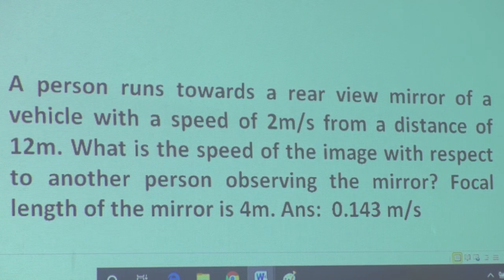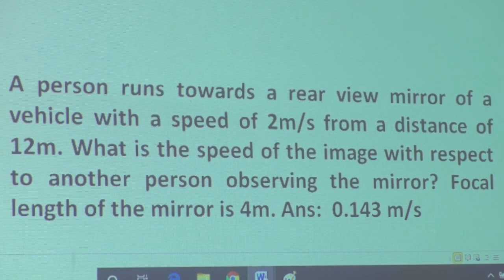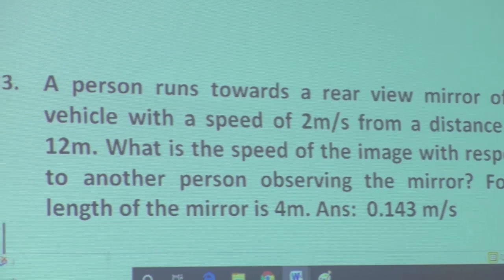Now what is the speed of the image with respect to another person observing the mirror? Suppose the driver of the car is sitting inside the car itself, car is at rest. Suppose a person is jogging outside. If you look into the mirror in your car, with what speed is that image running towards the mirror? Focal length of the mirror is 4 meters. So we will come back to this problem. Easy problem, but first analysis requires some explanation.